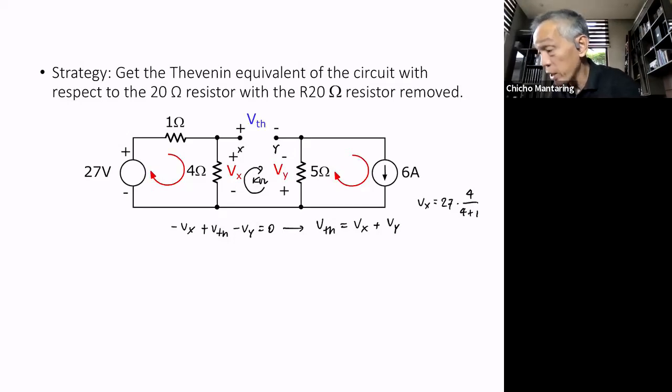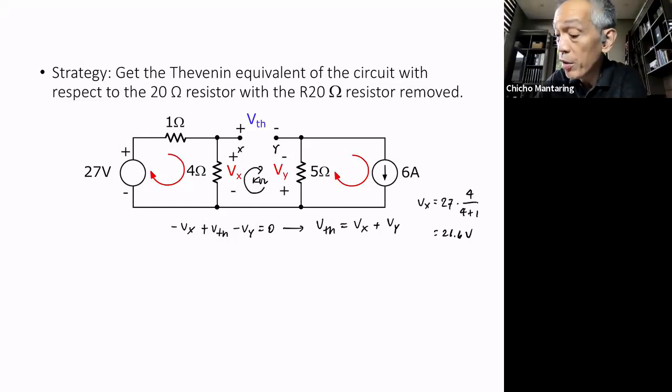That is 21.6 volts. Now, what is V of Y? Why did I assign this polarity to V of Y? Because this 6 ampere current is just flowing in this resistor in the upward direction. So the current here just circulates like that.